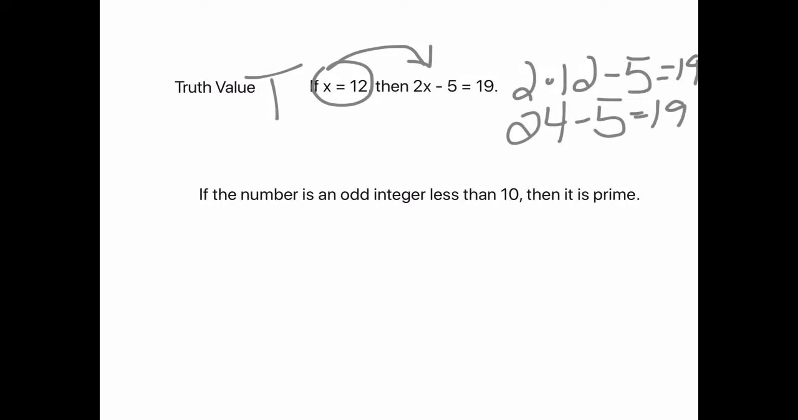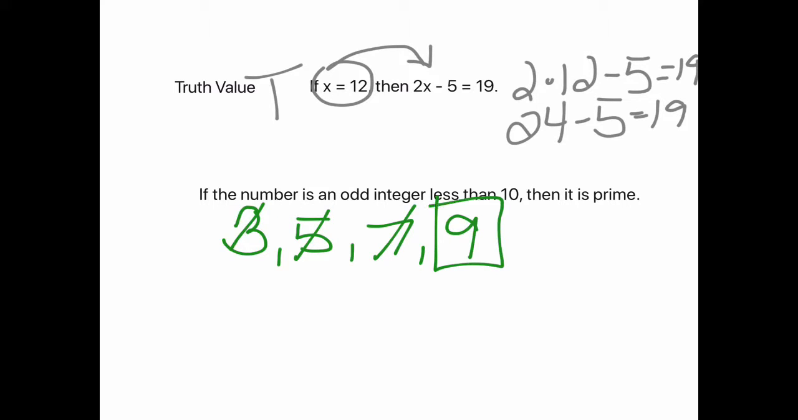Here's another conditional statement from the practice problems. If the number is an odd integer less than 10, then it is prime. Odd integers less than 10 are 3, 5, 7, and 9. And prime means that they are only divisible by 1 and themselves. So 3 is prime, 5 is prime, 7 is prime. Oh wait, 9 is not prime because it can also be divided by 3. So this is a false conditional, and 9 is the counterexample to that conditional because 9 proves that conditional false.